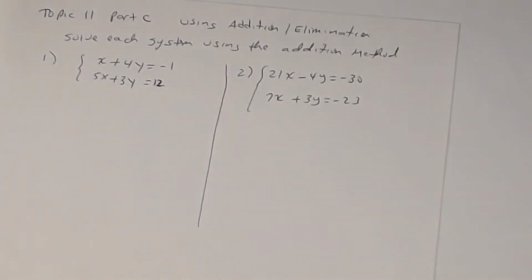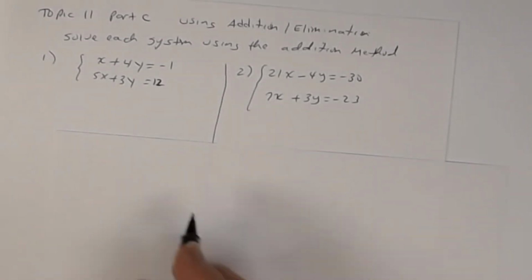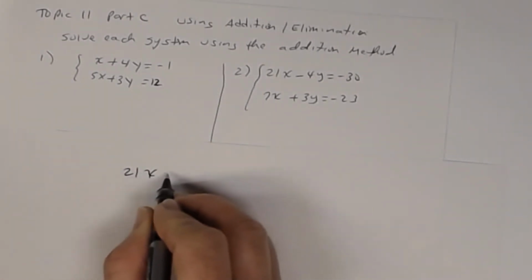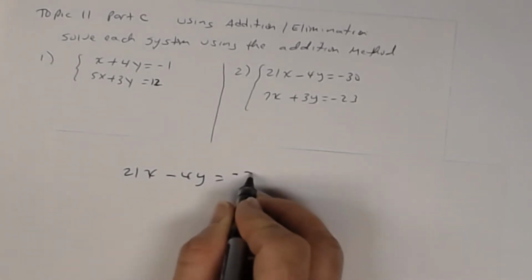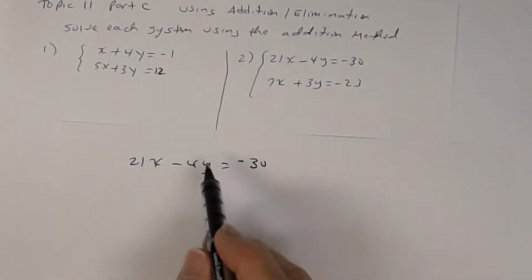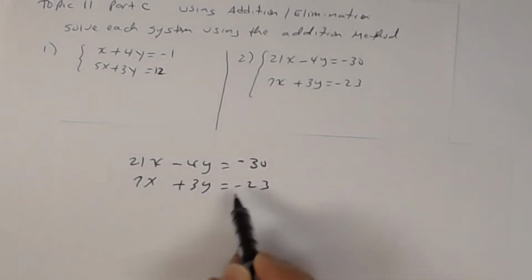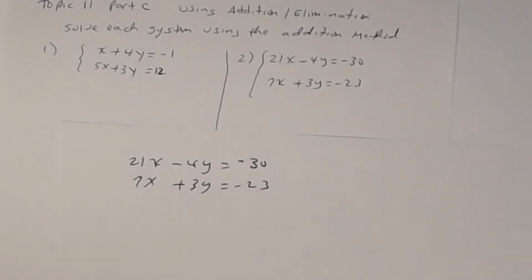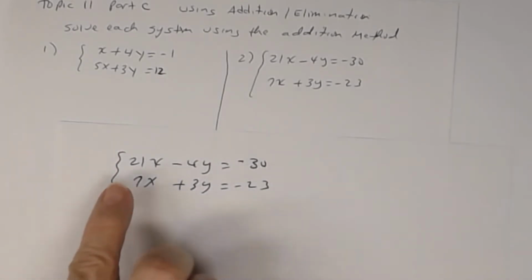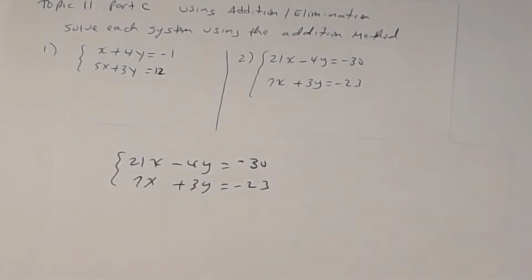So I'm going to go ahead and do number 2 on another sheet of paper. We have 21x minus 4y equals negative 30, and 7x plus 3y equals negative 23. Okay? So there's my system. I want to find out what ordered pair makes those two equations true at the same time.